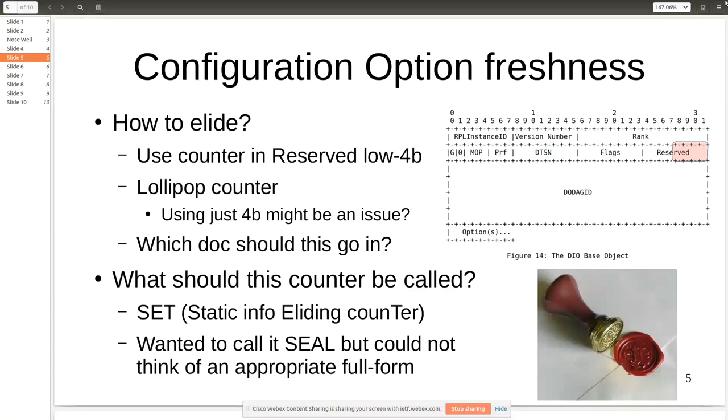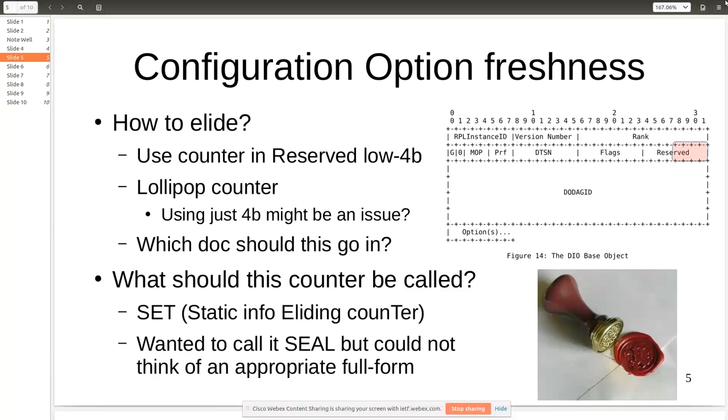One of the problems that I thought about was, if we are going to just make use of the lower four bits, is it going to be sufficient for the lollipop sequence counter? I'm not sure if we ever had a lollipop counter which has such a low number of bits. I'm not sure we needed it to be a lollipop.